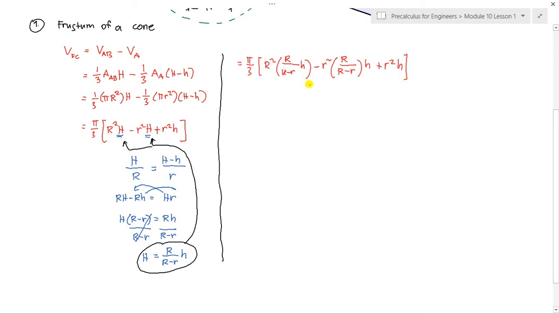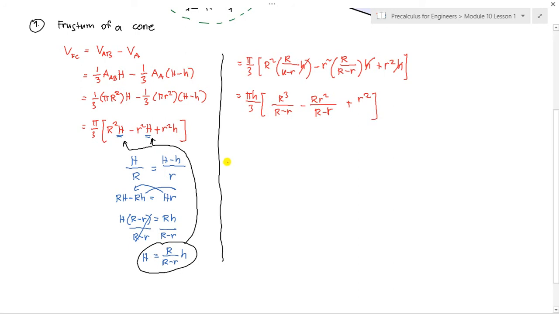If you noticed, each term has H in common, right? The common factor is H. So therefore, we will factor it out. So we have pi H over 3. What's left here is r cubed, since r squared times r, so that is r cubed all over R minus r. Then here we have minus R, then r squared all over R minus r. Here we have plus R squared.